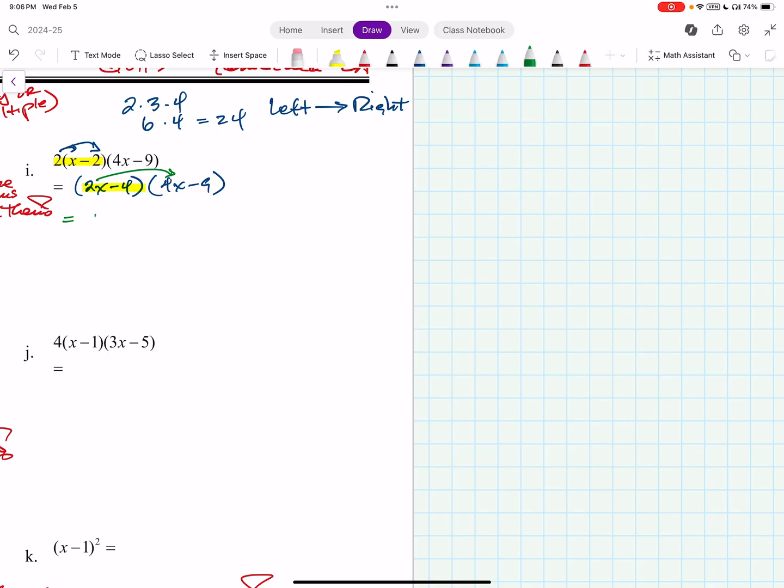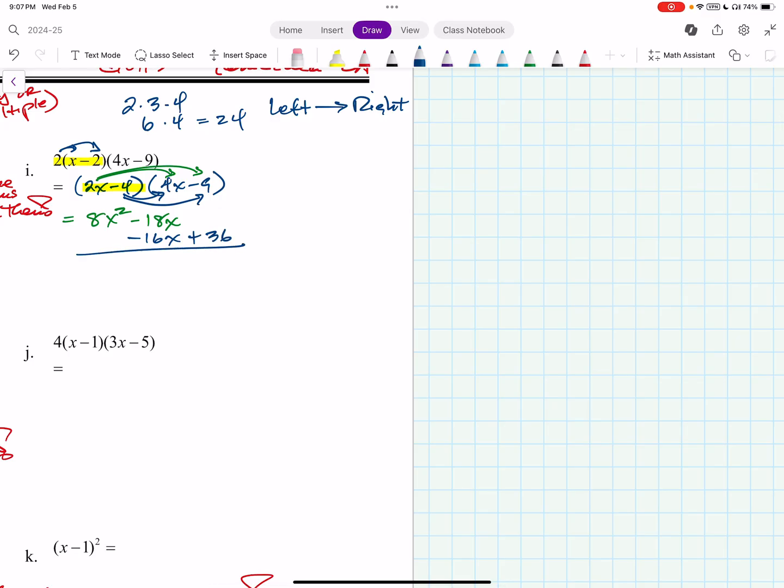2x times 4x is 8x squared. And 2x times a negative 9 is negative 18x. Next product. Negative 4 times 4x is negative 16x here. So negative 4 times positive 4x is negative 16x. And then the last product, because you've got to multiply through the binomial: negative 4 times negative 9. A negative times a negative is a positive, and you get 36.